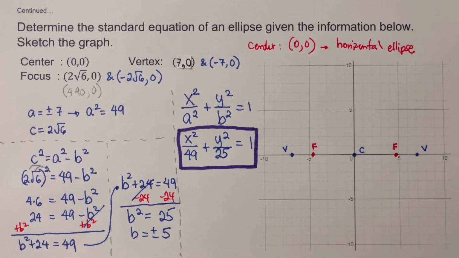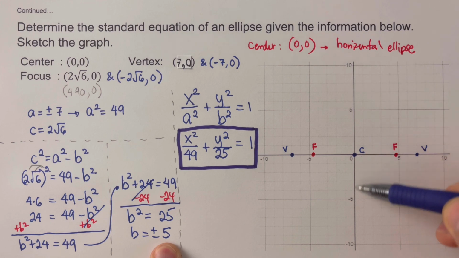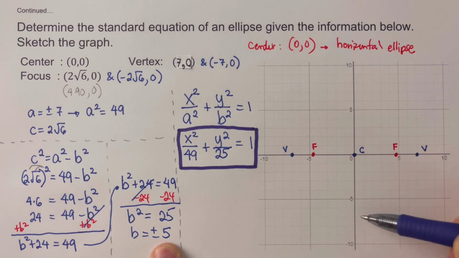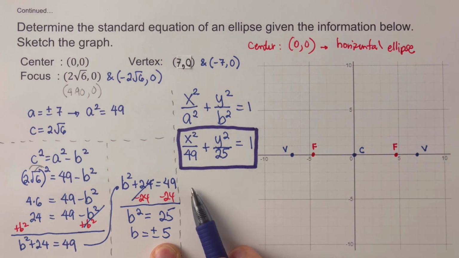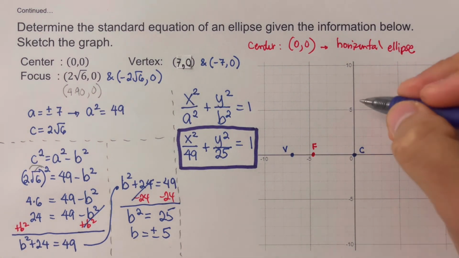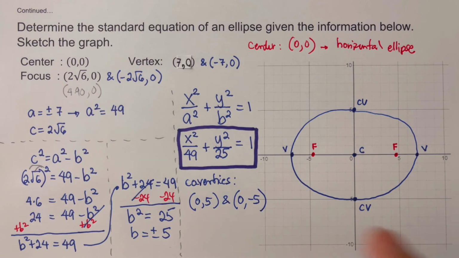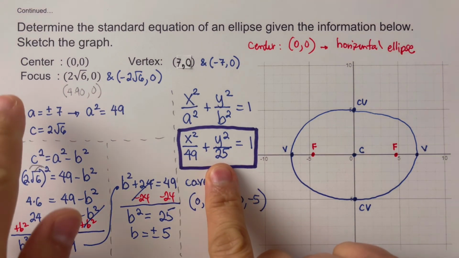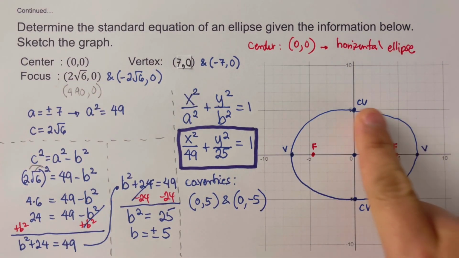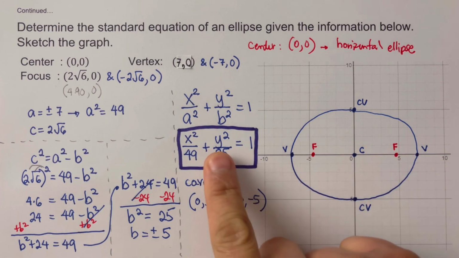Now we say that our b is the distance from the center to the co-vertex. So I will count 5 up and 5 down to plot the co-vertices. And I will write the coordinates of the two co-vertices down here. So this is the equation that would work for this problem right here. And this is the graph of this ellipse that represents this equation.